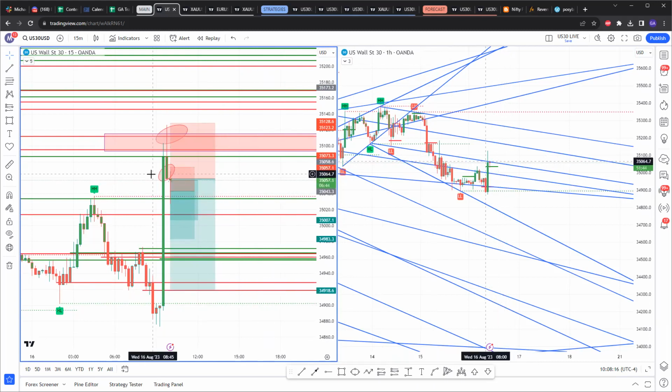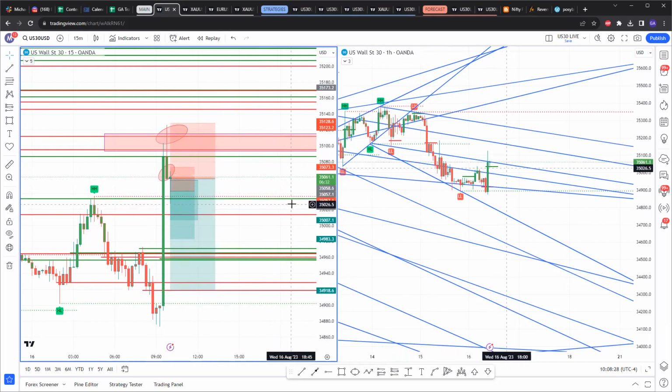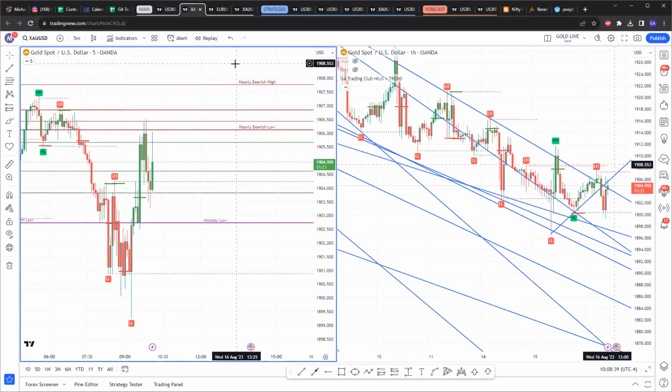I don't recommend trading both. If you do trade both, I wouldn't recommend taking both with like 0.5% risk. I would say split that 0.5% risk between the two, instead of going heavy on it. Because again, we want to keep in mind manipulation in the market. Anyway, that's for US30.